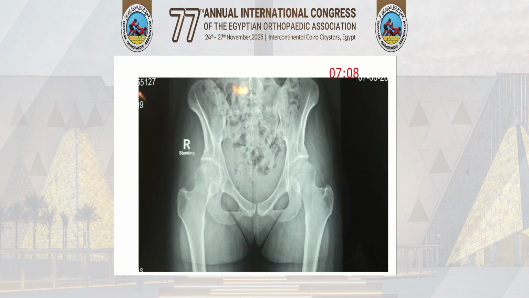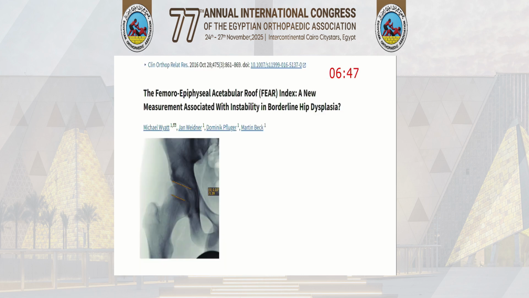And as Dr. Muhammad Kamal said, it's not just important the lateral coverage, but again the anterior coverage. So here you can see how deficient the anterior wall is, and the anterior wall index here is quite shallow, and how prominent the posterior wall is. So this is a case of possible acetabular anteversion which might cause anterior instability.